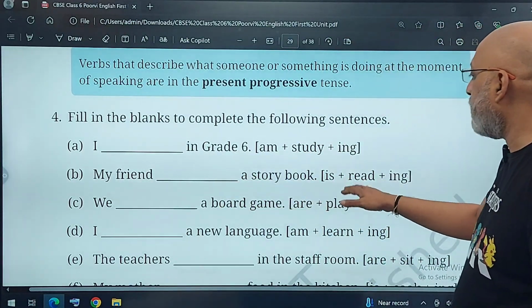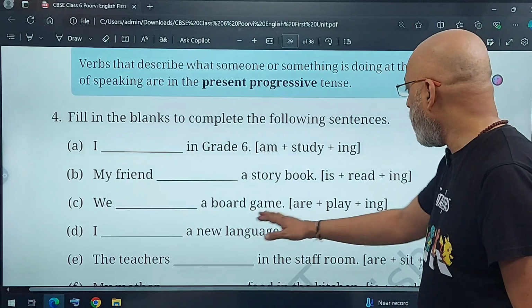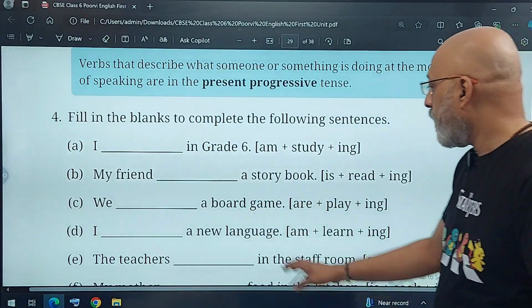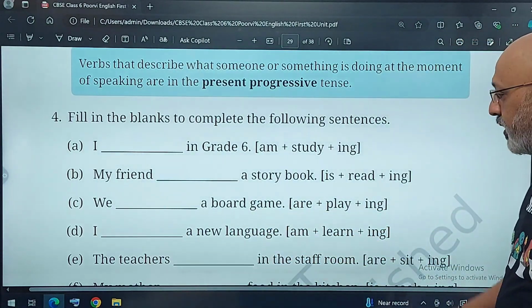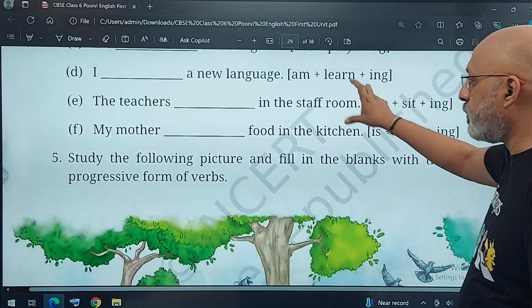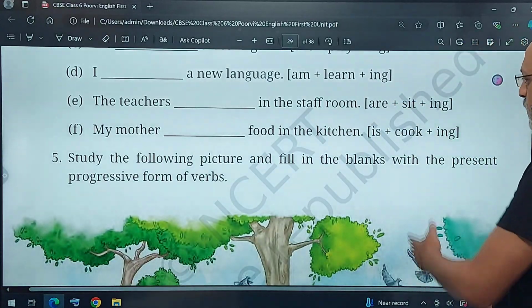My friend is reading a story book. We are playing a board game. I am learning a new language, right? So this is how you do it. Please do the last two, which is pretty simple.